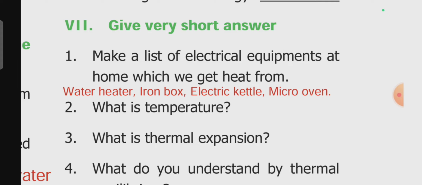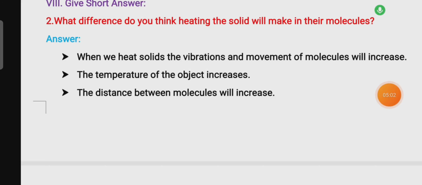Water heater, iron box, electric kettle, micro oven. What differences do you think heating the solid will make in their molecules? When we heat solids, the vibrations and movement of molecules will increase. The temperature of the object increases. The distance between molecules will increase.